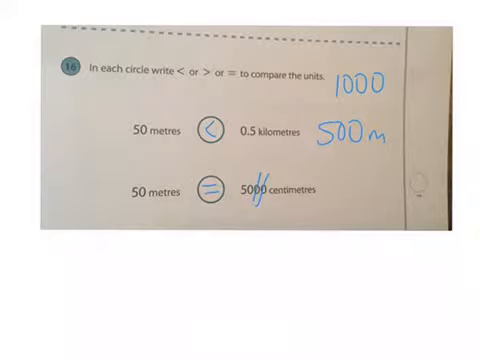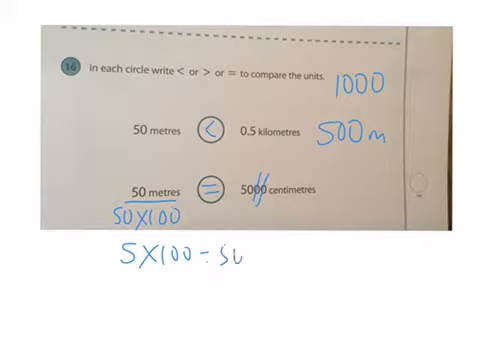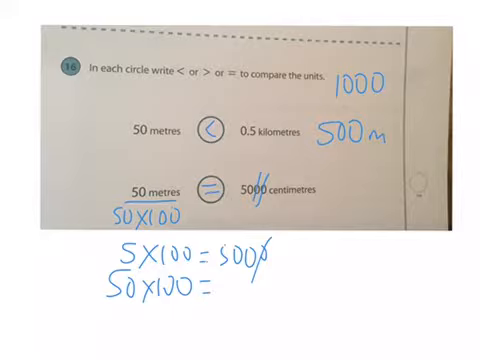There's 100 centimetres in every one of these metres. So 50 metres times 100 will give you centimetres. And we know that 5 times 100 is 500. Oops, 500. So 50 times 100 will be 10 more, which is 5,000.